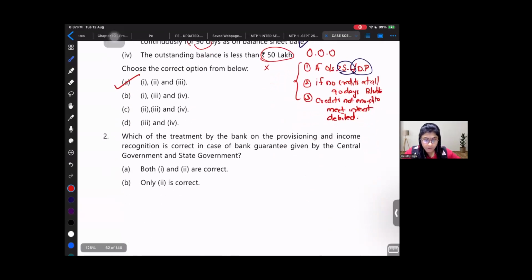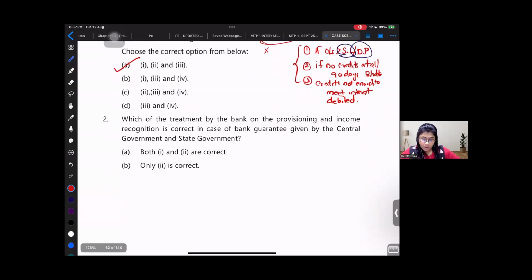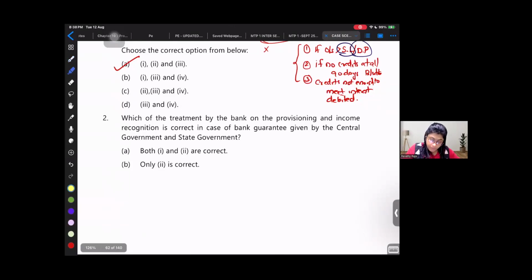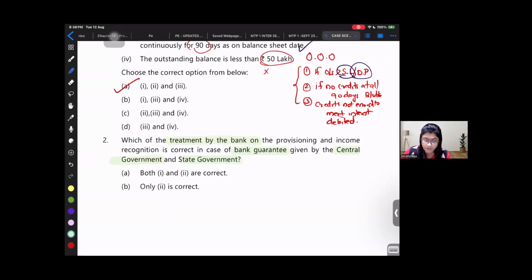Okay. Next. Second one. Which of the following treatments by the bank on provisioning and income recognition for bank guarantee given by central and state government is correct? And for which government is there an exemption? Central or state government? It is only for central. There is no exemption for state government, only for central government.